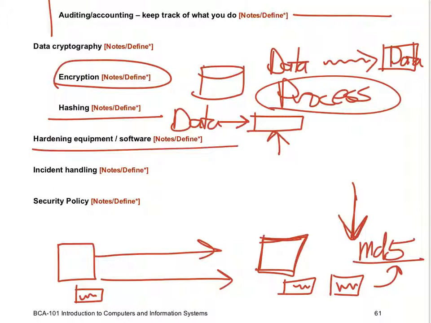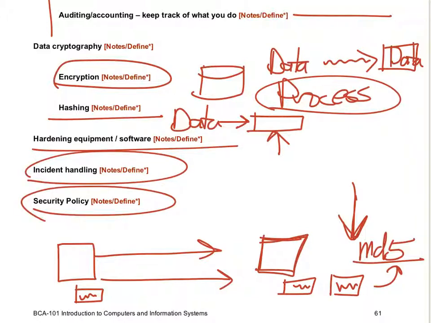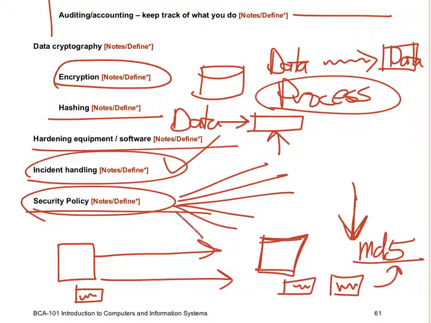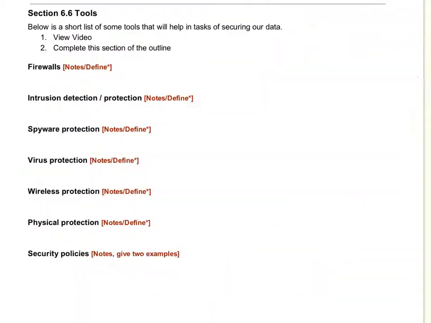Hardening equipment, we talked about that. Incident handling, security policy, both very important. Must divulge when you have an incident. And security policies are huge. You need well-written security policies for any company. Covers a wide variety of things. Some new terms. Firewall. Okay.